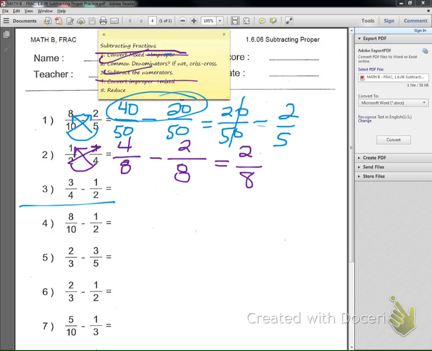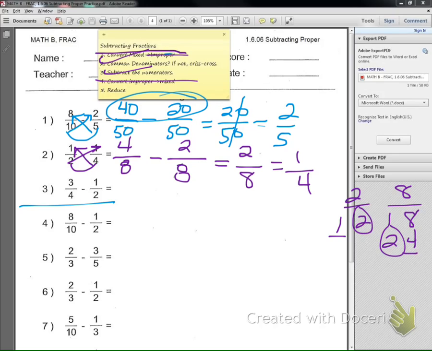And finally, reduce. 2 over 8. So I'm going to find the greatest common factor. The factors of 2 are just 1 and 2, so that should be pretty easy. The factors of 8 are 1 and 8, 2 and 4, and that's it. So the greatest common factor is 2, therefore 2 over 8 reduces to 1/4. And that's your final answer. So as you can see, all of these problems are almost identical to the same steps you have for addition.